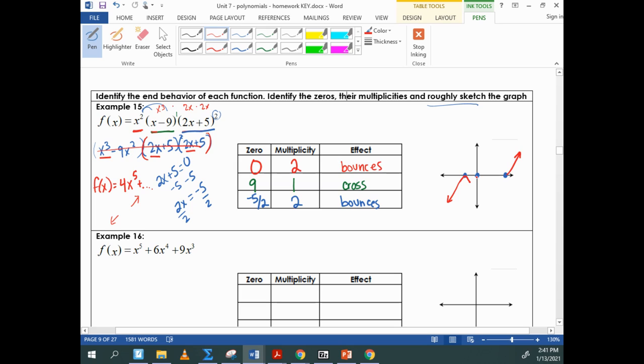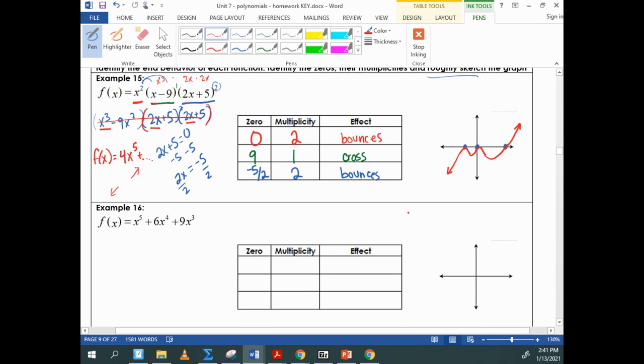Then I look at my next 0, which is 0. It also has multiplicity of 2, so it's going to bounce again. I'm going to come up there and bounce back again one more time. And then this 9, where my x is 9 here, it has multiplicity of 1, so it's going to cross that x-axis and keep going up to infinity. So that, again, is just our rough draft, our rough sketch of what that's going to look like.